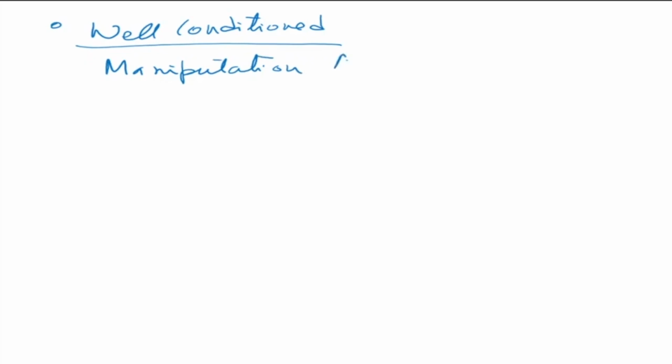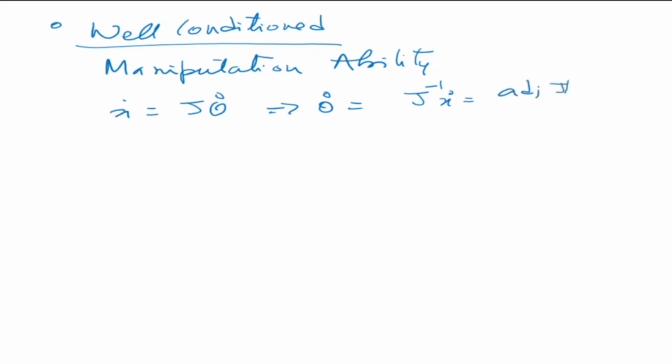So manipulation ability we had spoken about when we talked about the Jacobian, and then we said that x dot is equal to J into theta dot. When we want to find theta dot, then this is equal to J inverse into x dot, which is equal to adjoint of J divided by determinant of J into x dot, and if determinant of J is equal to 0, then this is a singular configuration.